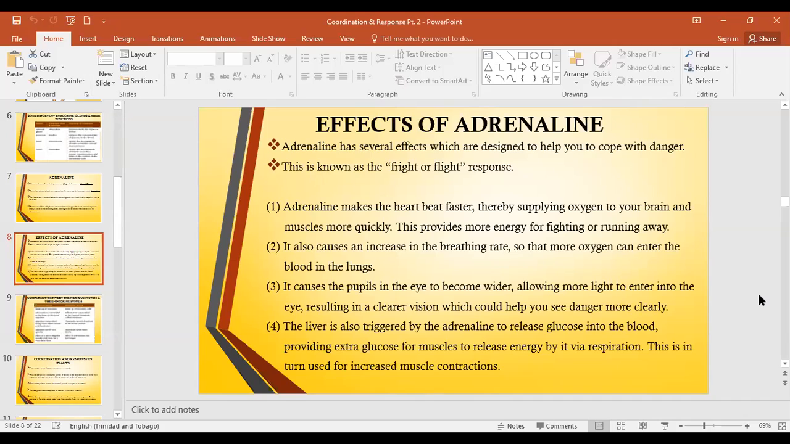Your pupils dilate, they become wider, enabling clearer vision, and your liver is triggered by the adrenaline to release more glucose. It breaks down any stored glycogen to glucose, which goes into your bloodstream, so that it can provide your muscles and your cells with the glucose they need to release energy.